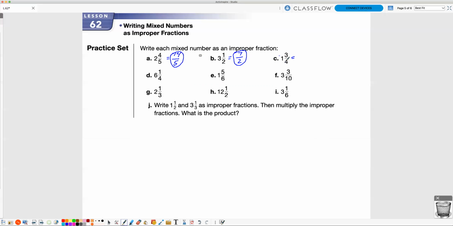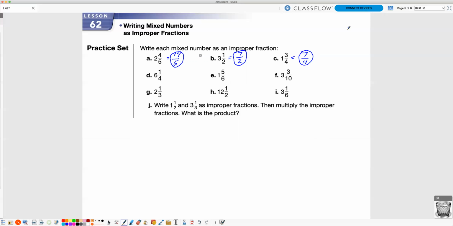So again, doing this mechanically, I'm just looking at 4 times 1 is 4. 4 plus 3 is 7. 7 is the numerator. 4 is the denominator. This is the improper fraction.